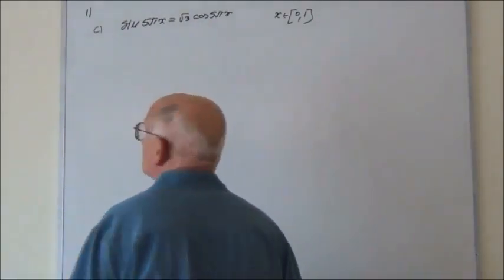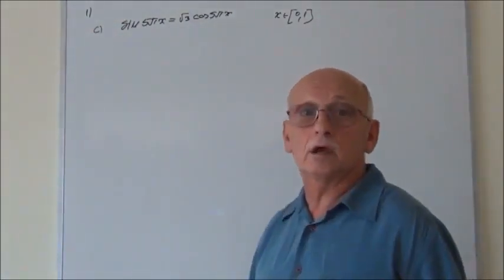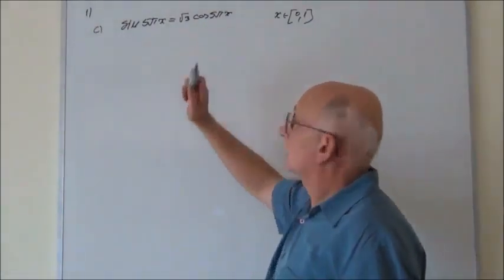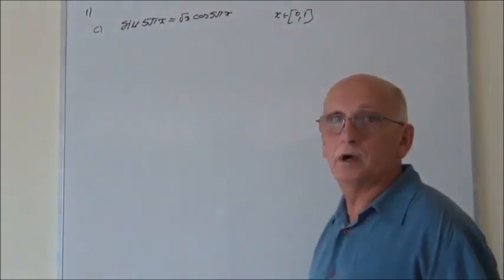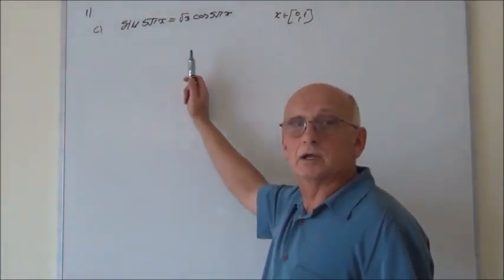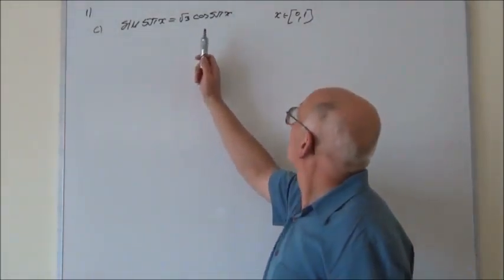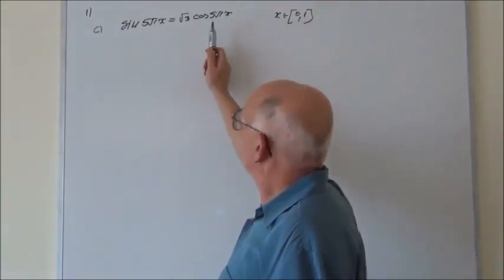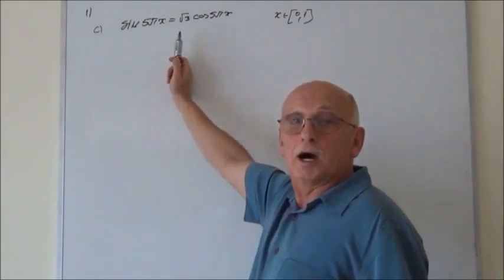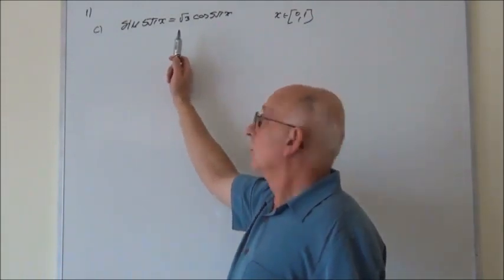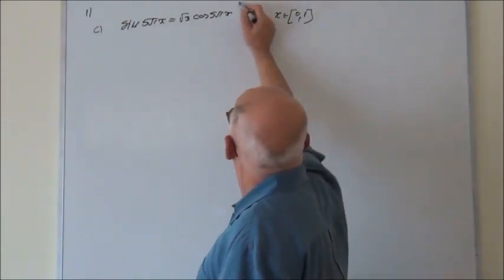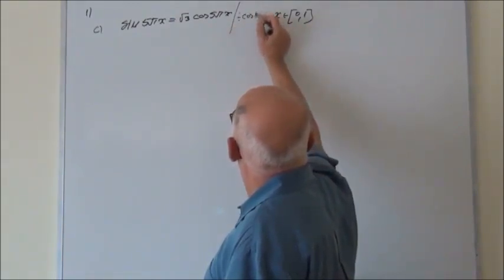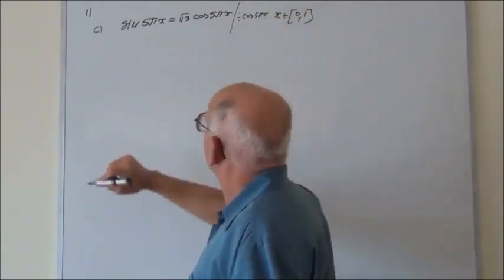But this equation is a bit different from the first two. The difference is that we have sine and cosine, and if you remember, we can divide this equation by cos 5 pi x, because cos 5 pi x in this equation can't be equal to 0, so we can divide by cos 5 pi x.